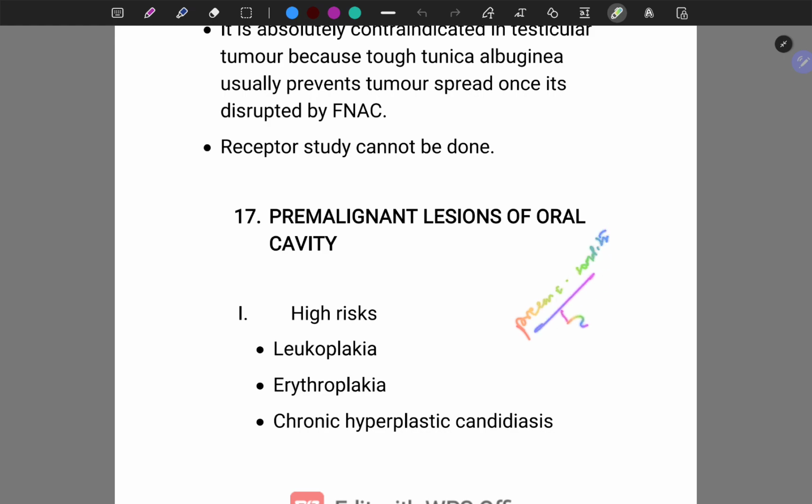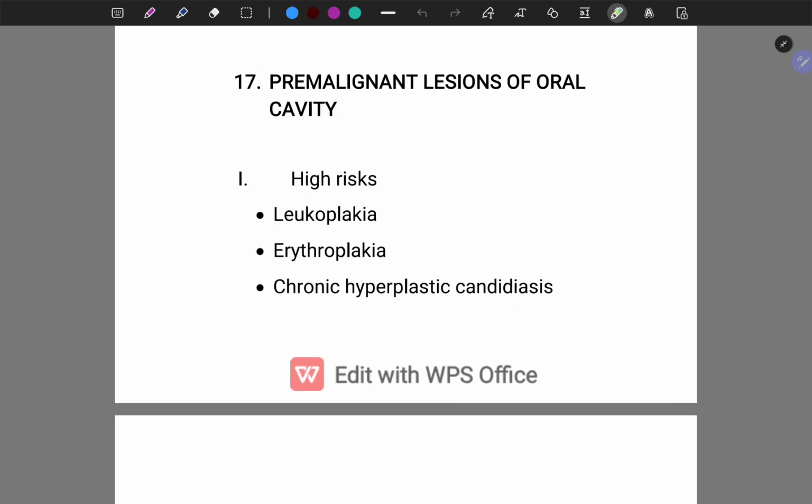A pre-cancerous condition is a generalized state associated with a significantly increased risk of cancer. For example, radiation exposure is a generalized state in which there is an increased risk of cancer. A pre-malignant lesion is a morphologically altered tissue in which oral cancer is more likely to occur than its apparently normal counterpart. So what are all the high risks? Leukoplakia, erythroplakia, chronic hyperplastic candidiasis.